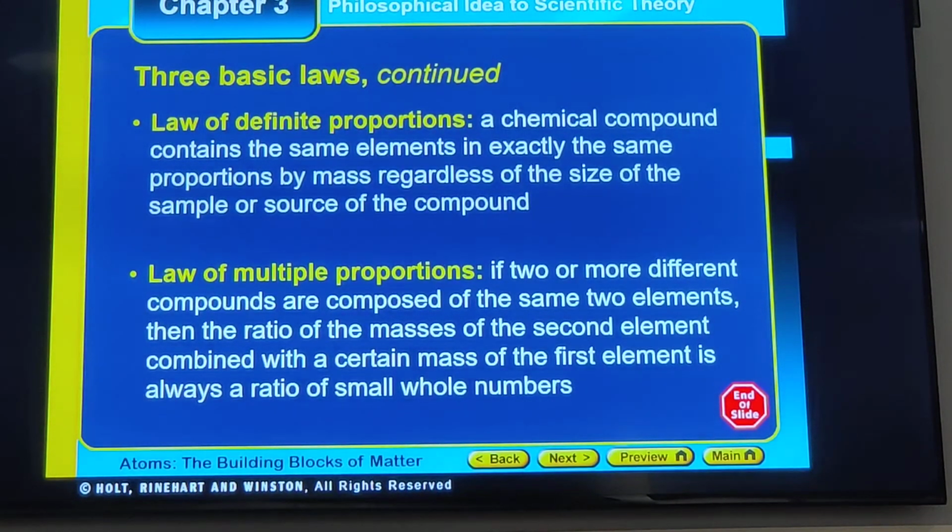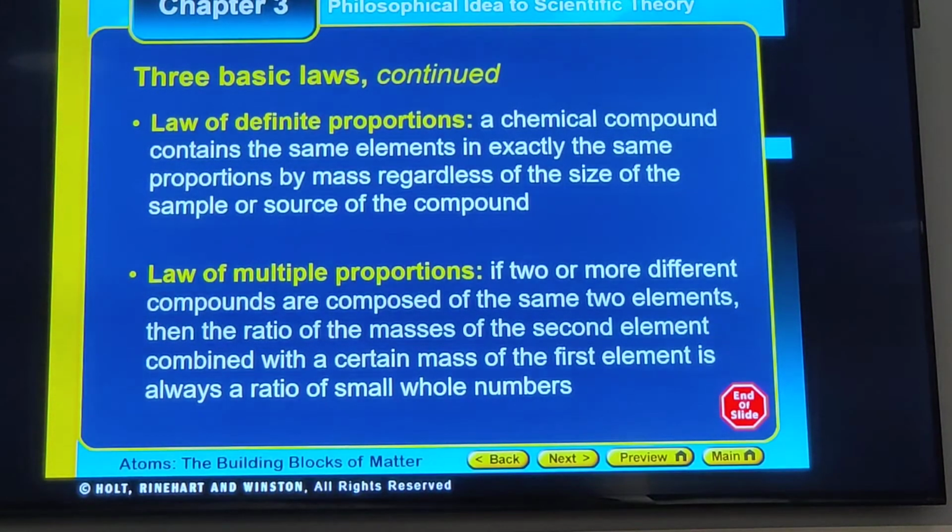Okay, now let's look at what we have up here again. We have two different compounds. We could have more, but let's just take two for right now, composed of the same two elements. In our example here, it's hydrogen and oxygen, made up of the same two elements, and the ratio of the masses of the second element, which is oxygen in this case, combined with a certain mass of the first. They have the same mass of the first, right? They're both two hydrogens, which works out kind of nice on this one. With a certain mass of the first element, it is always a ratio of small whole numbers.